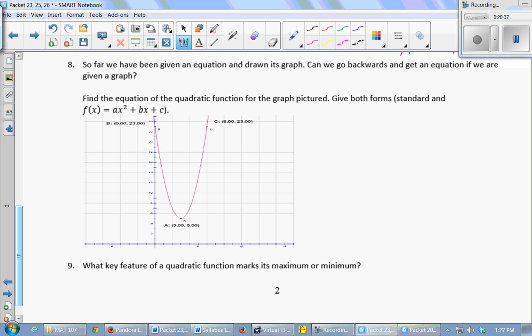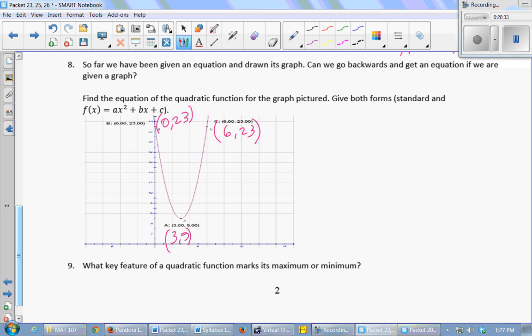So I want to find an equation. I want to find both forms for this parabola. So the vertex of this thing, I don't know if that's hard to see on your paper. I believe that says 3, 6. 3, 5, okay. 3, 5, and then this point was 6, 23, and this point is 0, 23.